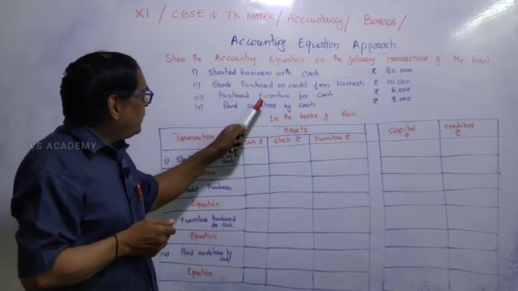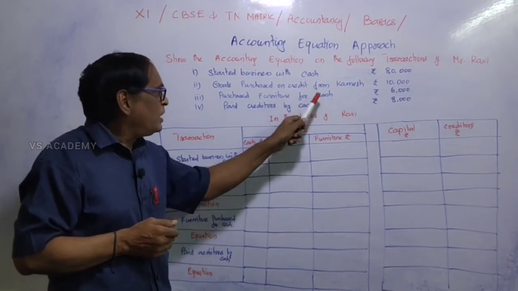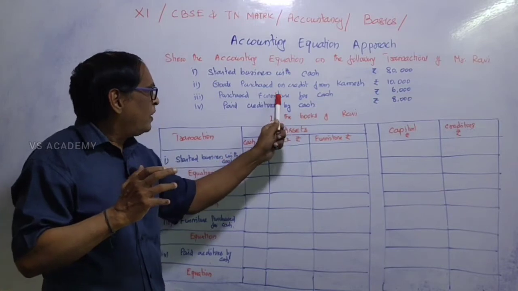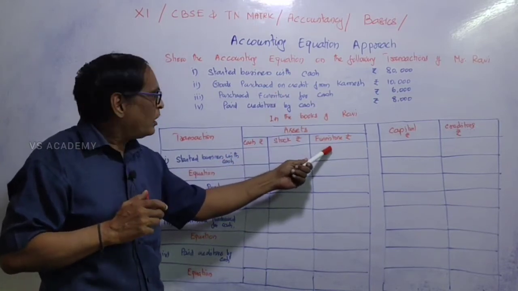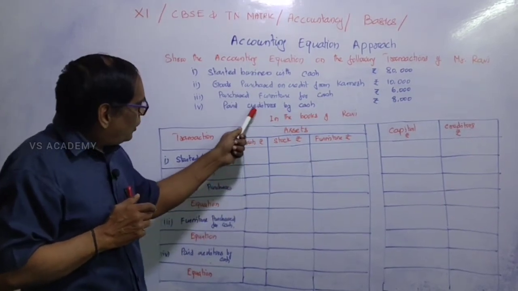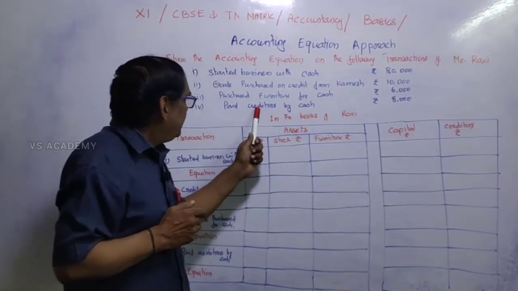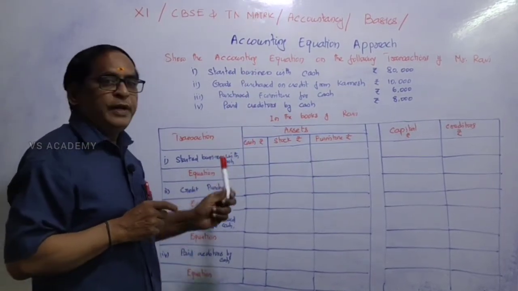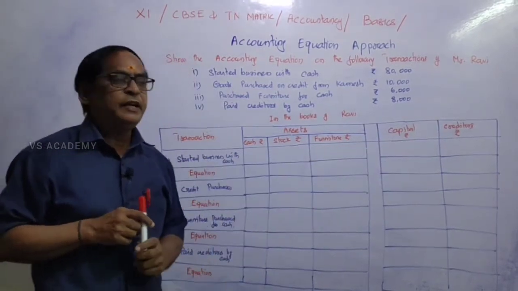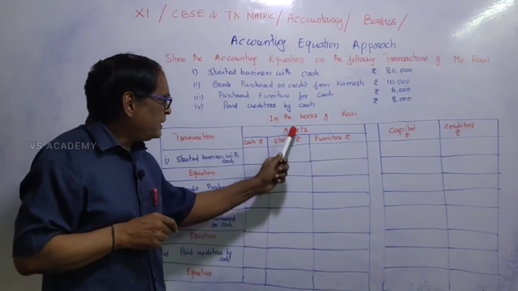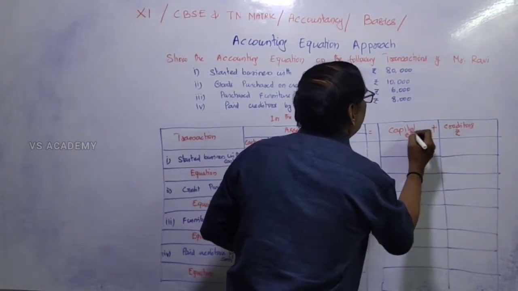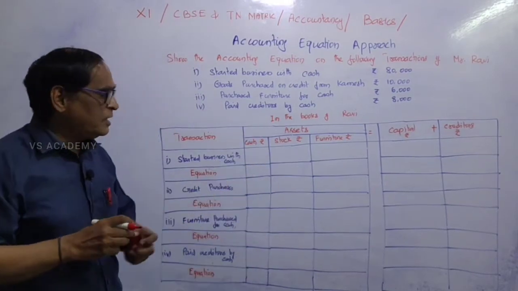And then furniture purchased for cash. So furniture and cash. Cash is already there, so you need not open the cash column. Furniture account you have to prepare, one column. And then paid creditors, for which we have to open one column for creditors. So how many headings? Cash, stock, furniture, capital, creditors. 5 headings. You can draw like this: Assets equal to capital plus liabilities. Capital plus liabilities or capital plus creditors, both are the same.